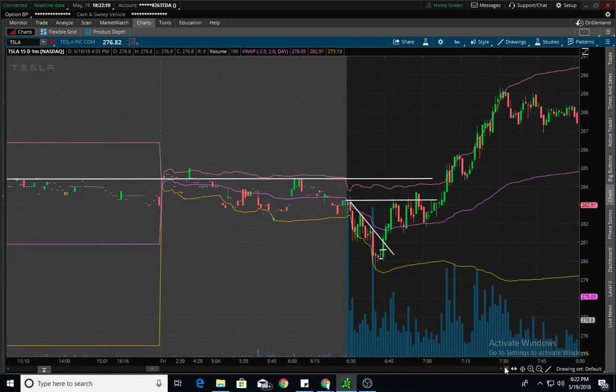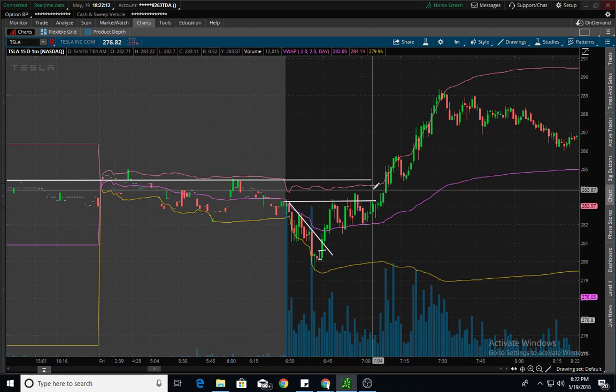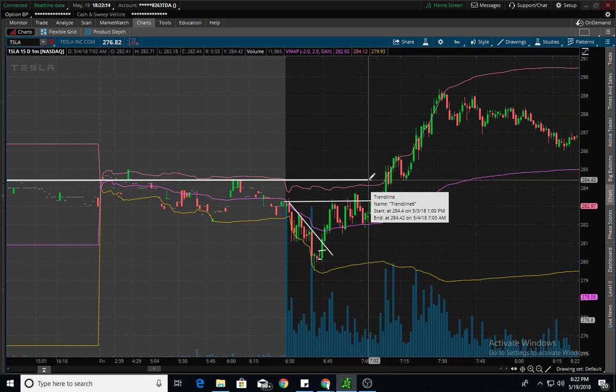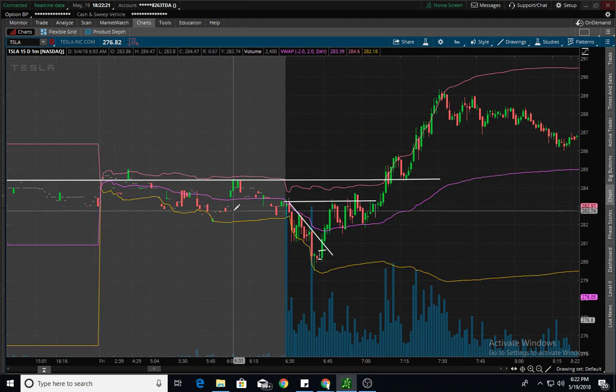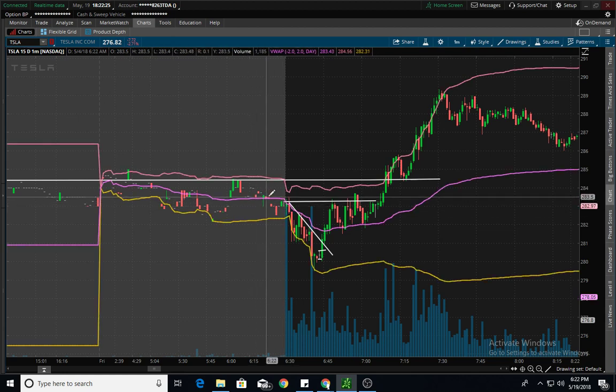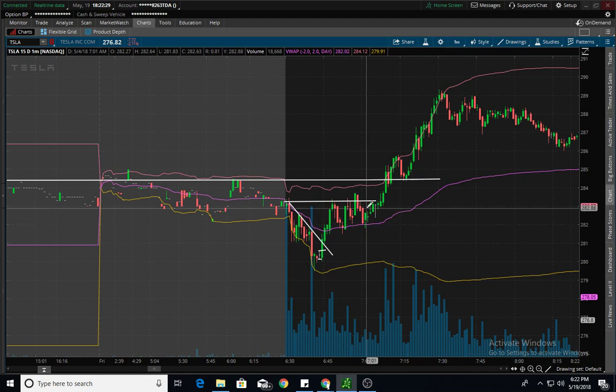Yeah, it actually counted as the support for a pullback. See, there we go. So it's always good to know the previous day close and also the opening of the current day, and those usually act as support/resistances.